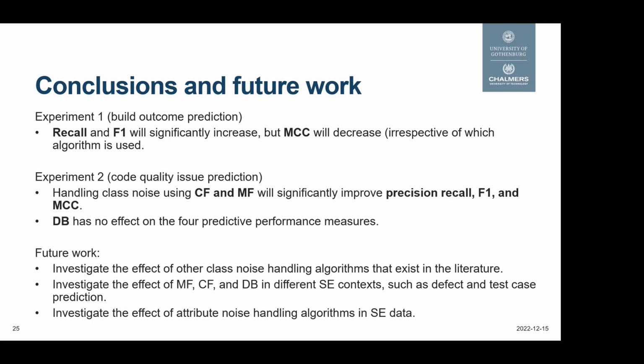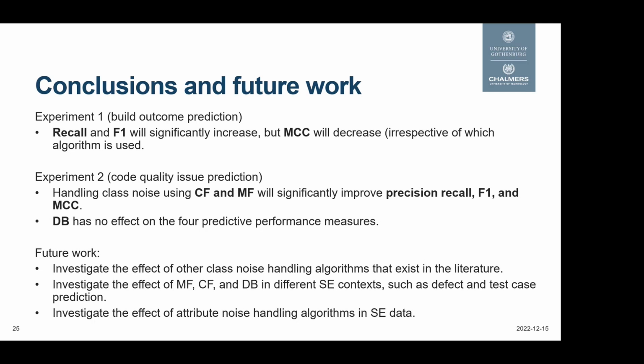In conclusion, from experiment 1, we conclude that irrespective of which algorithm we use to handle the data, we'll only get an improvement in recall and F1 score, but MCC will decrease, and so does precision. The conclusion from experiment 2 was that using CF and MF will improve all the performance metrics across the board, but DB had no effect at all on any of the 4 performance measures.